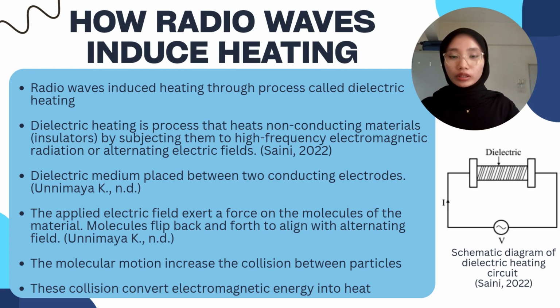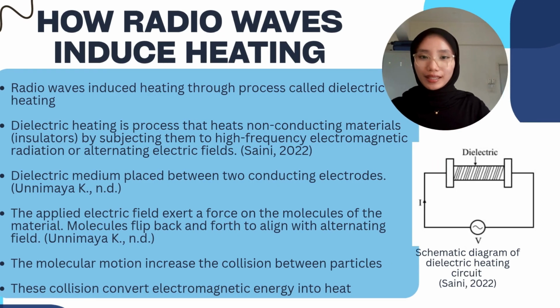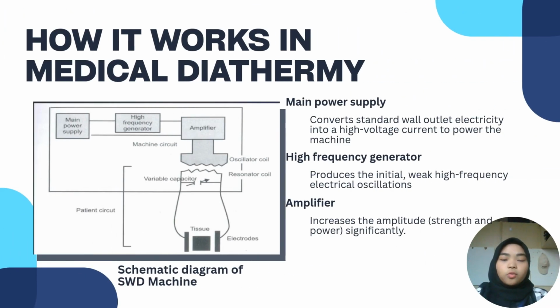The applied electric field exerts a force on the molecules of the material, so a molecule that has a dipole moment, such as water, attempts to flip back and forth to align with the alternating field. The molecular motion will increase the collision between particles, so this collision will convert the electromagnetic energy into thermal energy, which is heat.